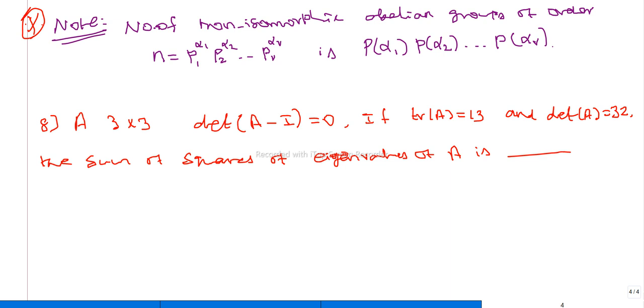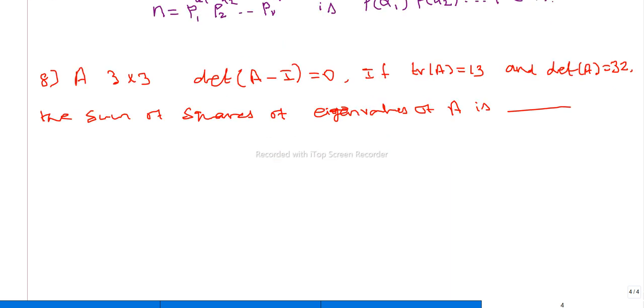Can you guess at least one eigenvalue using the given assumption? 1, sir. Yes, 1, because the determinant of A minus I is 0. The eigenvalues of A are being subtracted from 1, 1, 1, but we get a product of 0. Therefore at least one eigenvalue of A should be 1. Okay, now we know what the thing is.